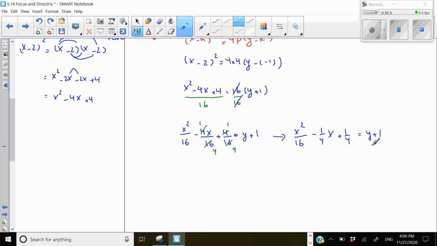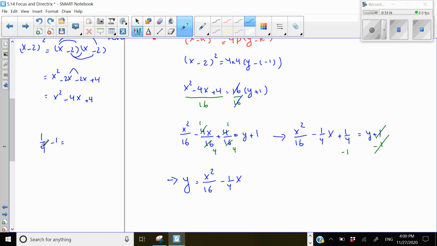And I'm going to subtract 1 from both sides because I want to have the y by itself. Now I'm going to write the y on the left side and the rest here. x squared divided by 16 minus 1 over 4 times x, and 1 over 4 minus 1, combine these two.